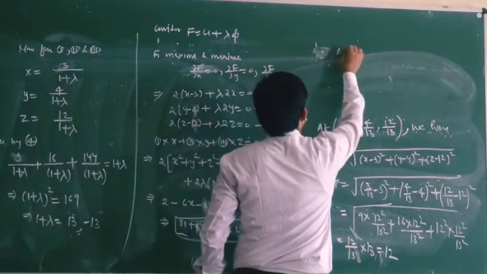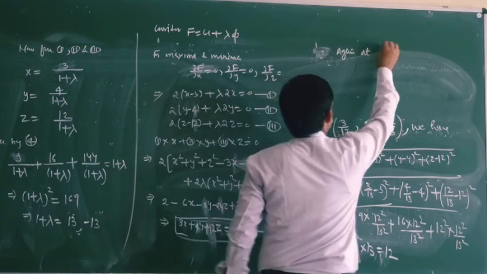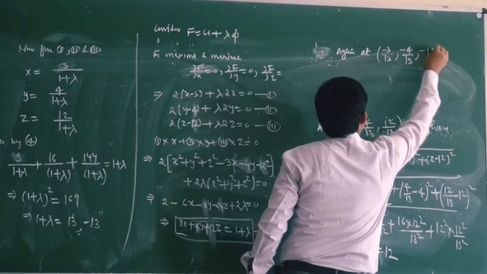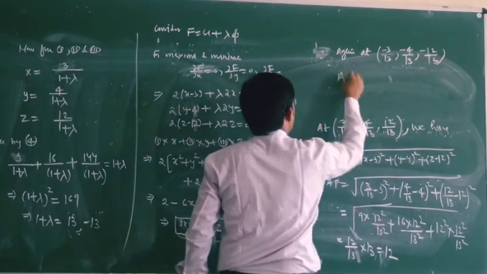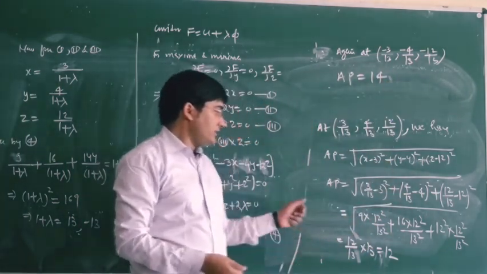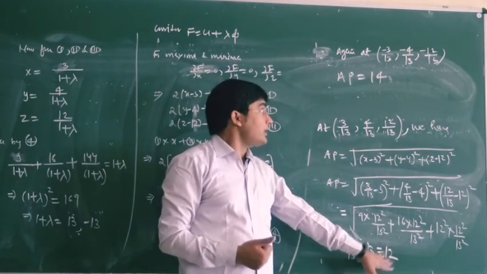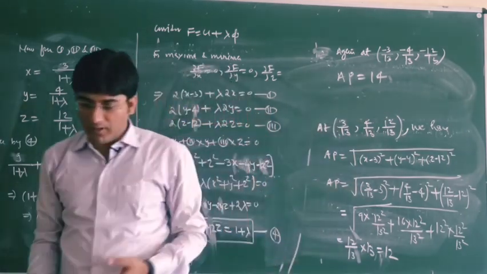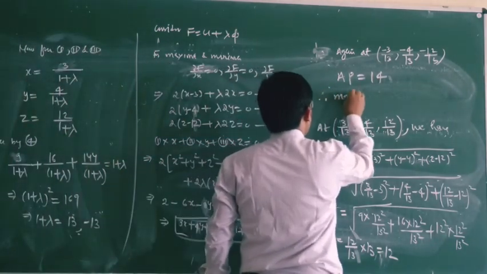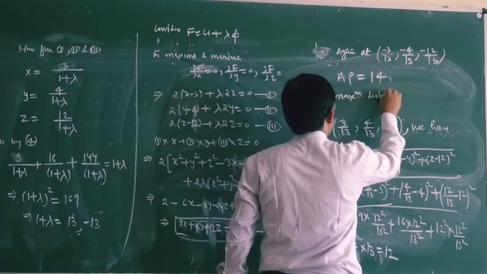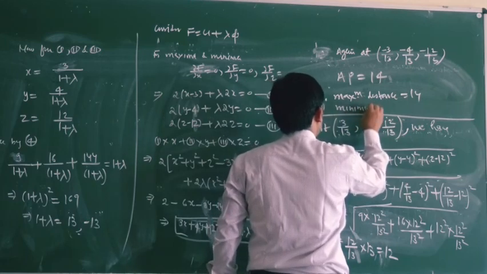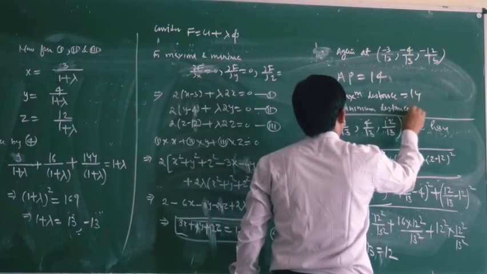Again at this point, minus 3 upon 13, minus 4 upon 13, minus 12 upon 13, our AP will be equal to 14. We can easily get this value. So here we can see that one distance is 12 and the other is 14. So our minimum value is 12 and maximum value is 14. Therefore, maximum distance is 14 and minimum distance is 12.